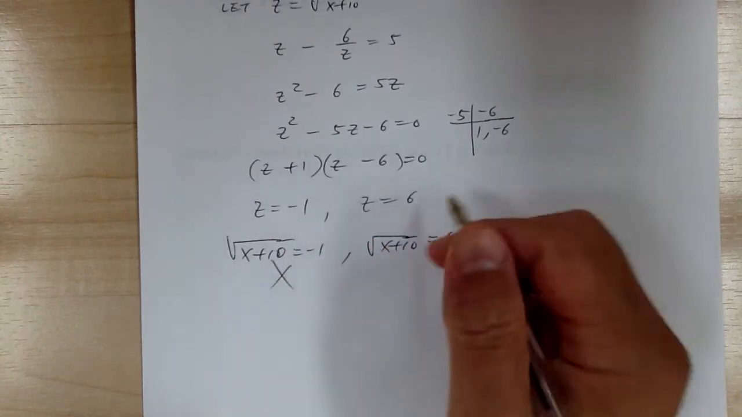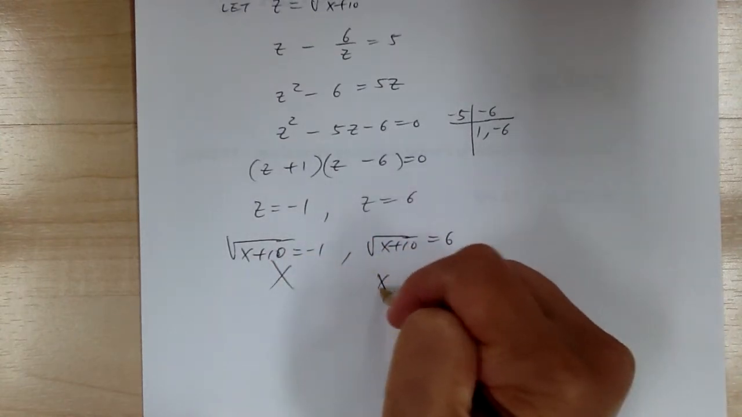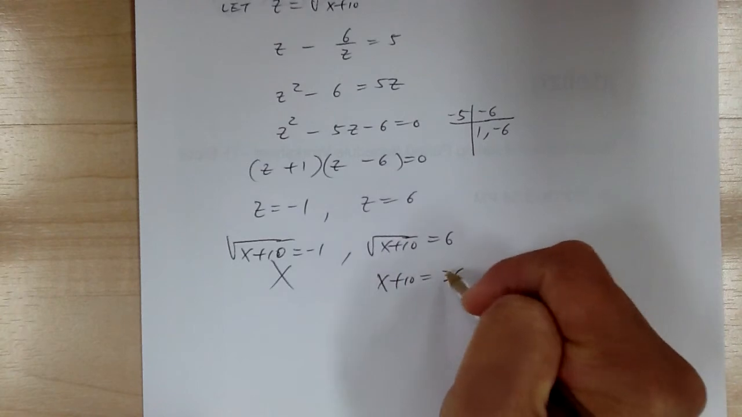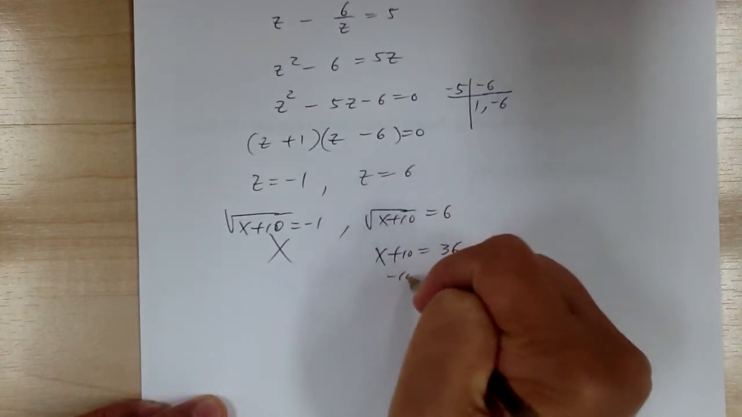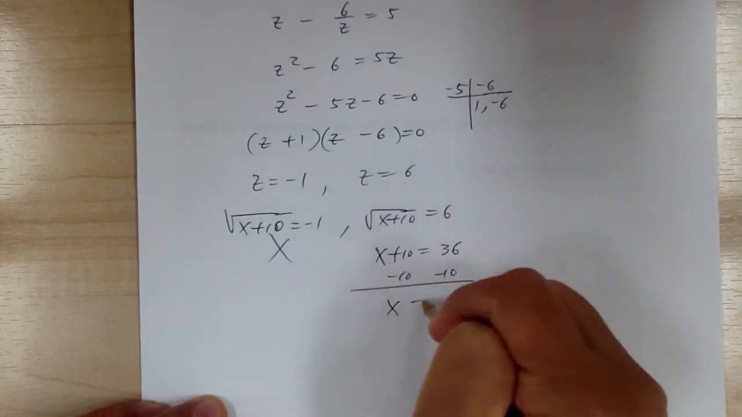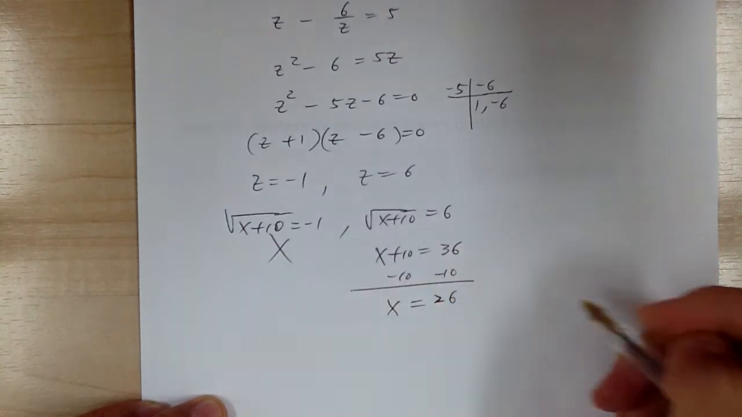And so this one is no good. For this one we can square both sides. So you get x plus 10 equal to 36, and minus 10 on both sides. So x equal to 26.